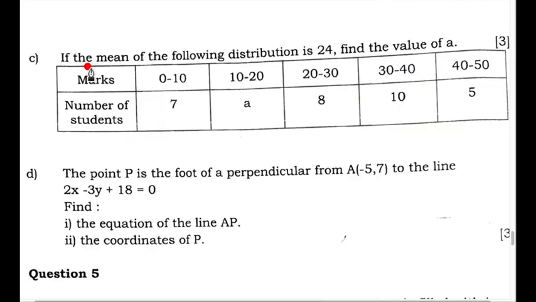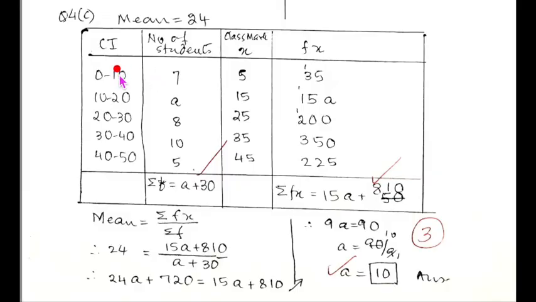For C, the mean of the following distribution is 24. Find the value of a. So you have the marks, the class intervals are here, number of students means the frequency is there. You will have to make the table and find the value of this a because we are given the mean is 24. So we make the table like this. All of you know how to make this table. And the class mark will be the mid value of this. 0 plus 10 upon 2 means 5. 10 plus 20 upon 2 means same way here 25, 35, 45. These are the class marks.